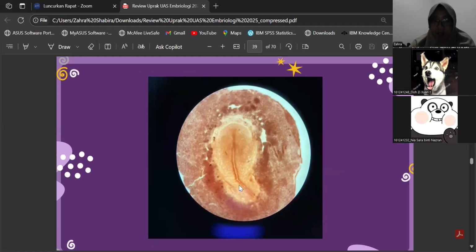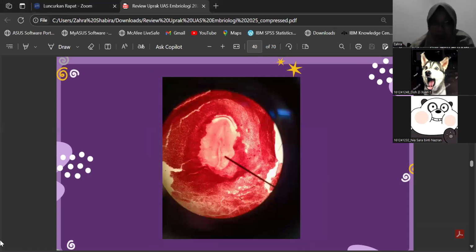Now this picture shows 18 hours. From the change of slides, I think all of you are already adapted to the picture. This is 18 hours because you see primitive pit in here and also the head process over here, even though it's not seen much. If you see the blurred stretch line going to the top, this is the head process. So this stage is 18 hours.